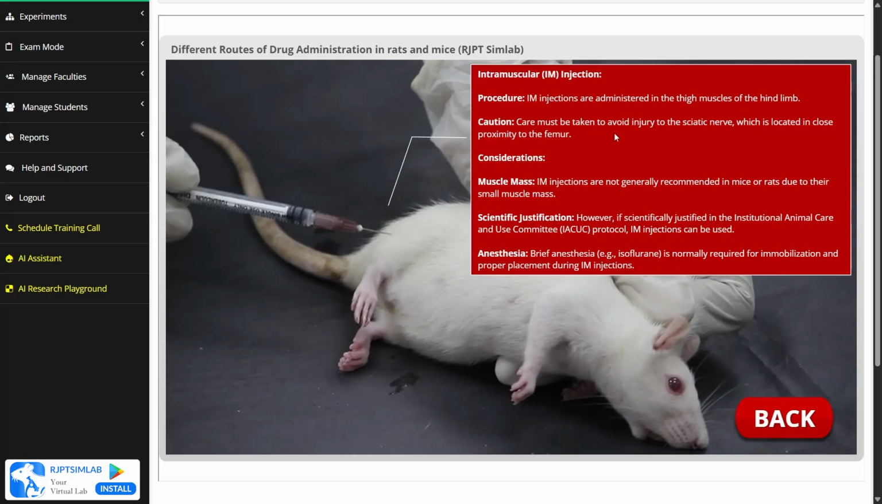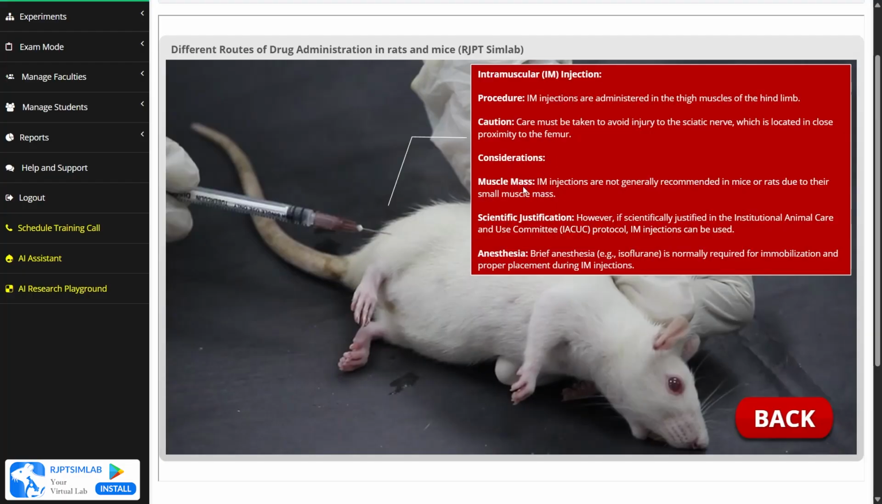Caution. Care must be taken to avoid injury to the sciatic nerve, which is located in close proximity to the femur. This is a very important part: we have to avoid the sciatic nerve present in the thigh region or femur region. If we touch the sciatic nerve, it will get injured and it can give a shock to the rat, due to which the rat can immediately die.